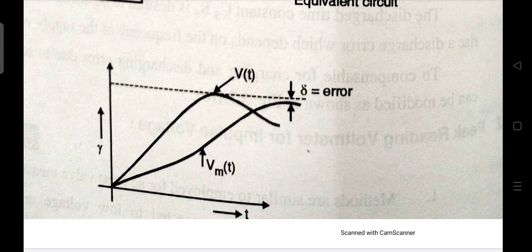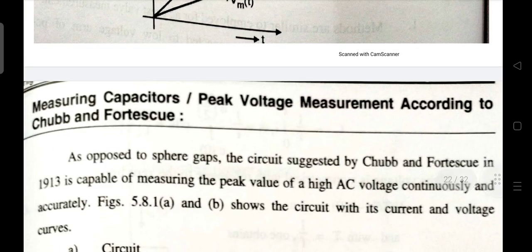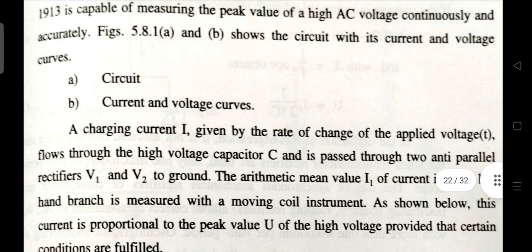With a potential divider, voltage of either polarity is transferred into a proportional measuring signal by a resistance or capacitor voltage divider and the diode circuit. So this is the peak reading voltmeter, also for impulse voltage. Now for measuring peak voltage, the method according to Chubb and Fortescue.